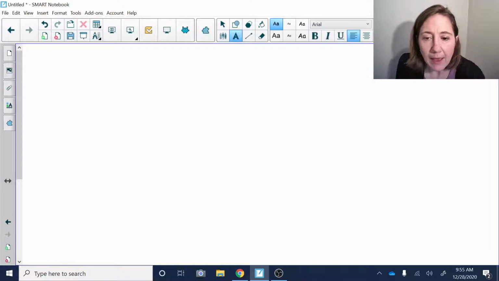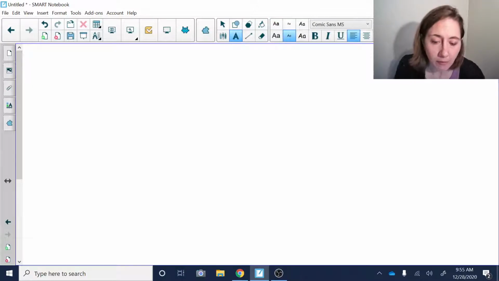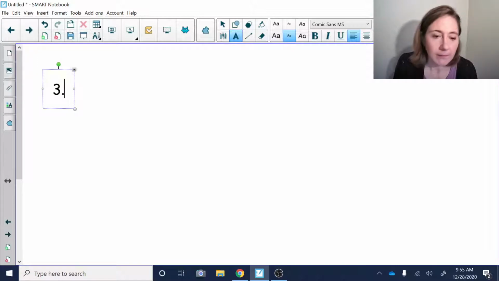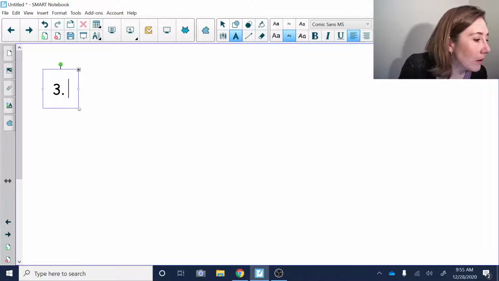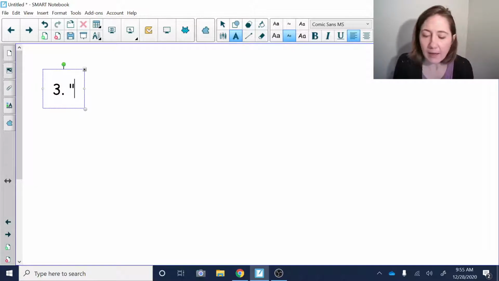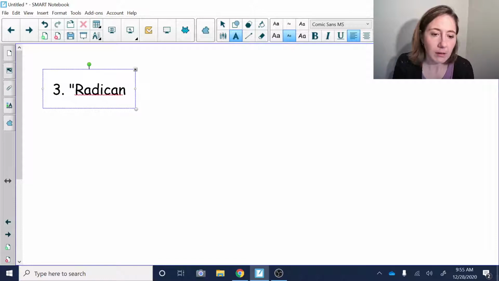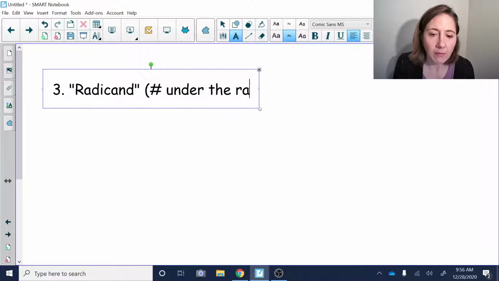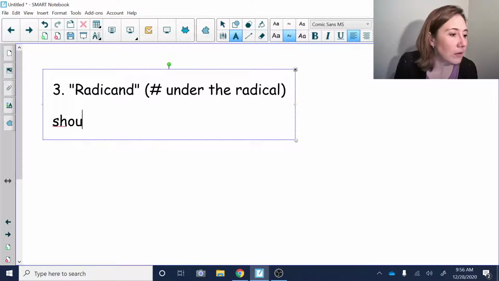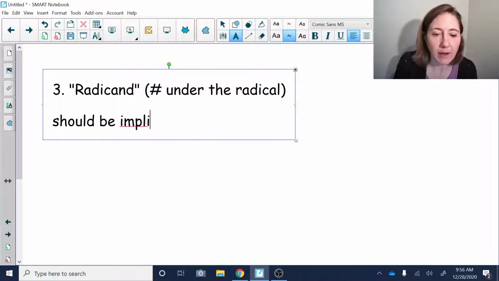Another rule that we have with simplest radical form is that's not number 2, is it? It's number 3. The radicand, which is the number under the radical, should be simplified.